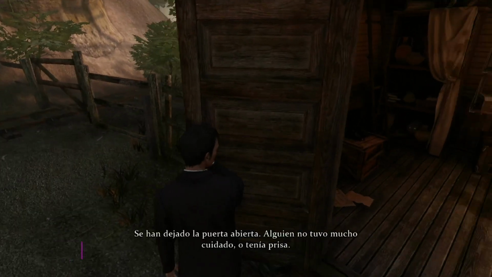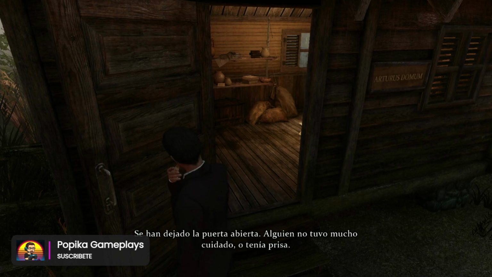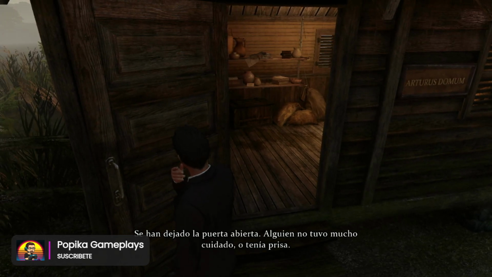The door has been left open. Someone did not care or was in haste.